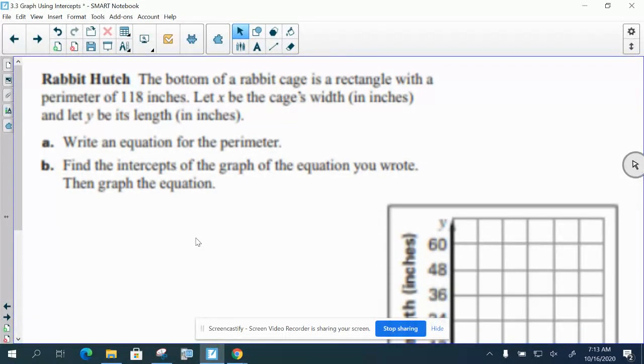It says the bottom of a rabbit cage is a rectangle with a perimeter of 118 inches. Let x be the cage's width and y be its length. Write an equation for the perimeter.